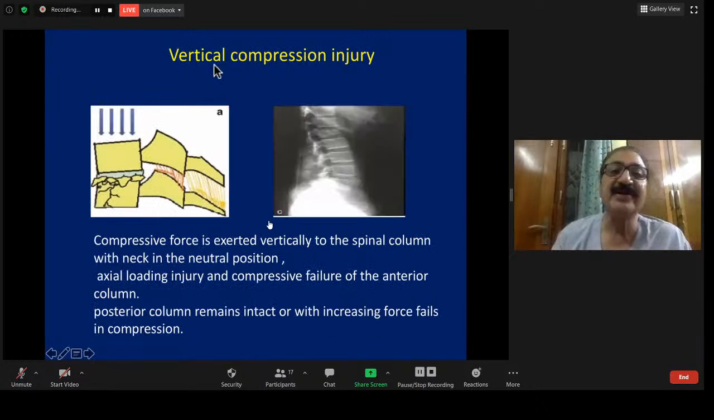The second one is a vertical compression fracture. You may say that it resembles a burst fracture. The compressive forces are exerted vertically to the spinal column. There is axial loading injury and compression failure of the anterior column. The posterior column mostly remains intact, but if it fails with increasing compression injury, it fails in compression.